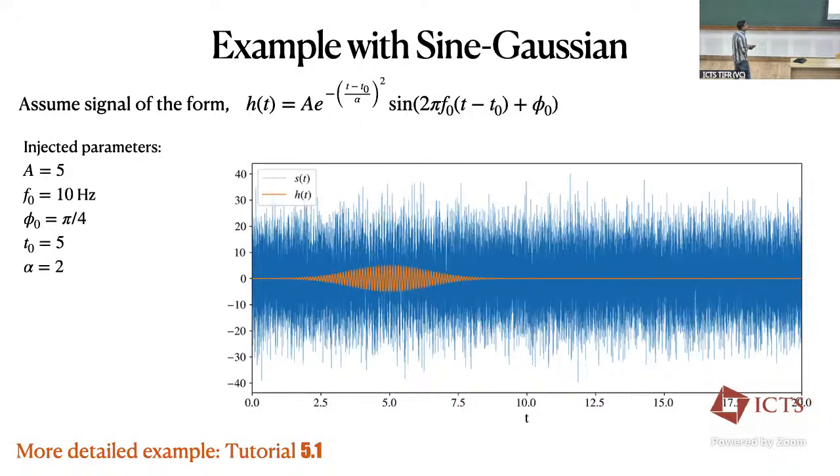So instead of a monochromatic signal, now let's have a sine Gaussian in the data. This template has 5 parameters: the amplitude, the frequency of the sine, the phase in the sine factor, the time when the signal peaks, and the exponential fall off. About this particular signal and its parameter estimation, when we vary almost all the parameters, it will be discussed in detail tomorrow by Anjali. But for now, I'm going to fix all the parameters but alpha.